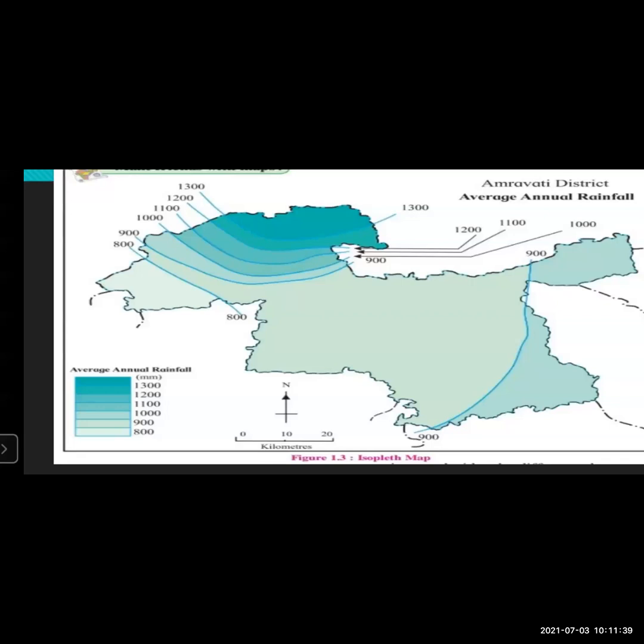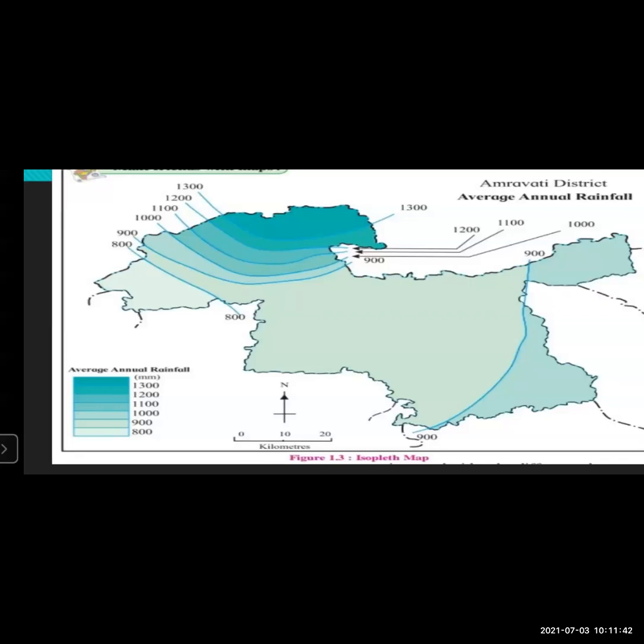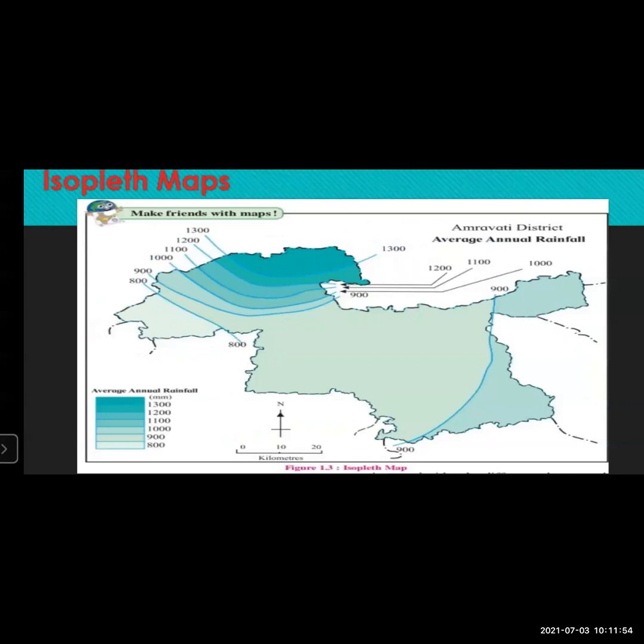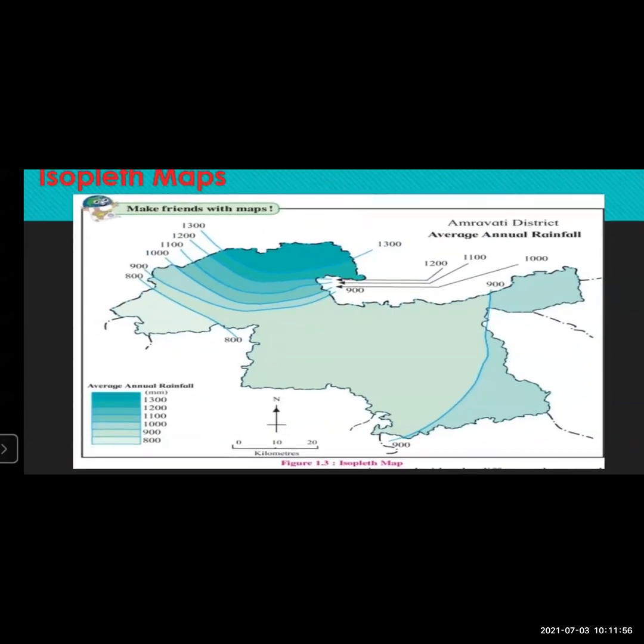So what you can see here, the northern part is having the more rainfall. Then in which direction is the rainfall decreasing? Now, if you want to see the decreasing part, that is given the 800 value. That part you can see is the down part, the 800 value, that is the south. It is given in the southern direction. So in the southern direction, the rainfall is decreasing. Okay, now let's move to the next question.